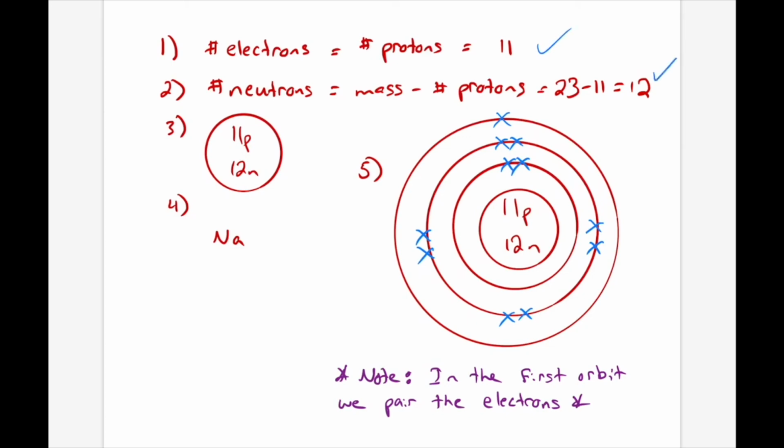And then we're going to draw our nucleus. You can see here our nucleus, 11p, 12n. So that's going to be drawn right there. And then around, we're going to put our electrons. We're going to put 2 electrons in the first orbit. So we got 1, 2. We started with 11 minus 2. We have 9 left over.